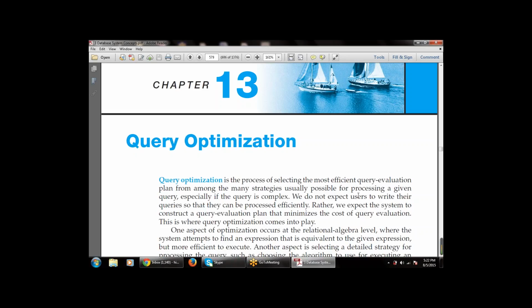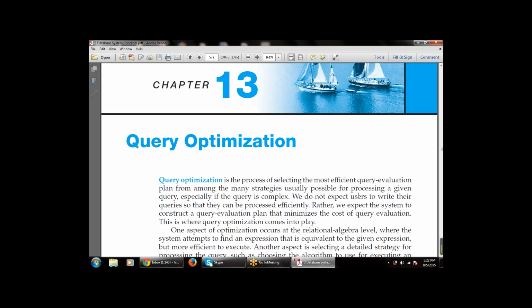We do not expect users to write their queries so that they can be processed efficiently. Rather, we expect the system to construct a query evaluation plan that minimizes the cost of query processing. So it is not manual query optimization. It is automatic query optimization that minimizes the cost of the query evaluation. This is where query optimization comes into play. One aspect of optimization occurs at the relational algebra level, where the system attempts to find an expression that is equivalent to the given expression.